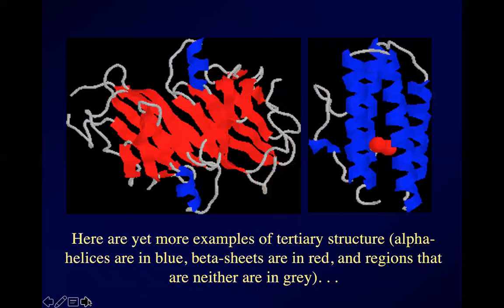Here's some more examples of tertiary structure. In this case, we put the alpha helices in blue. The beta sheets are in red. There's no real convention for which is which, so the colors do shift from slide to slide. That's the way it goes. The regions that aren't either helix or sheet are in gray.